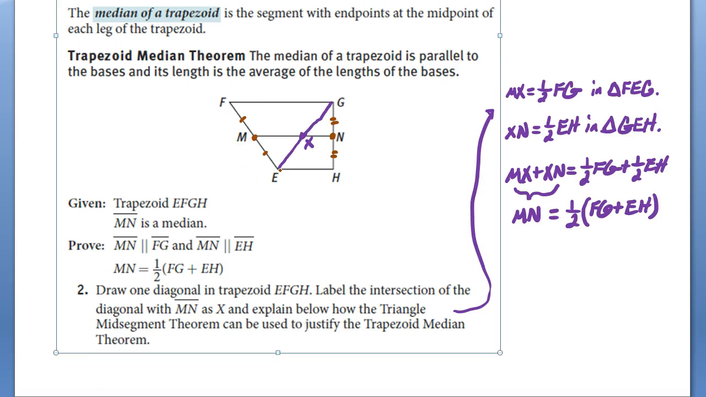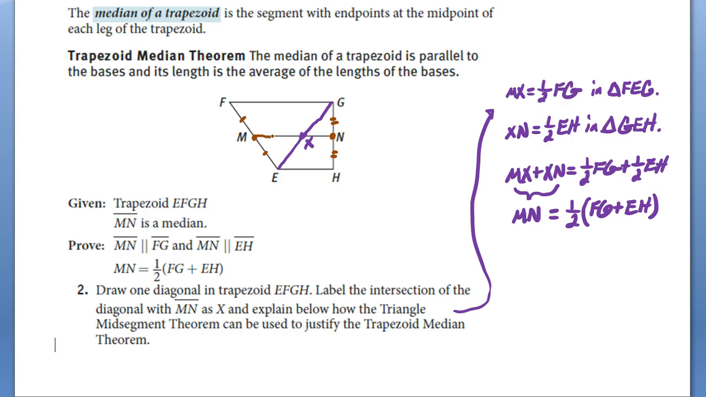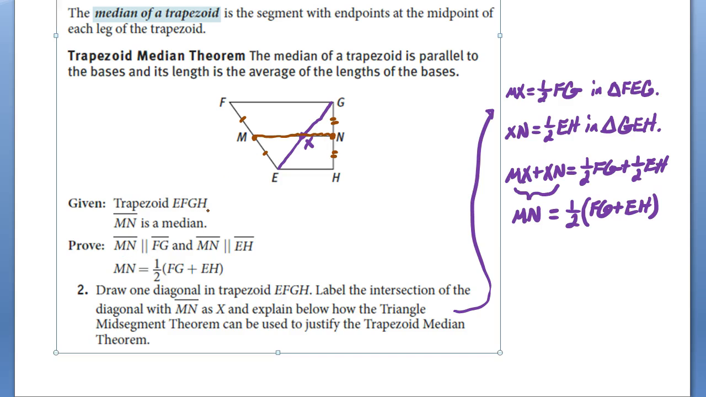Given trapezoid EFGH, and that segment MN, right across here, is the median. Let's prove that it's parallel to FG and to EH, and let's prove that its length is half of the sum of the bases. So number two, draw one diagonal in the trapezoid.